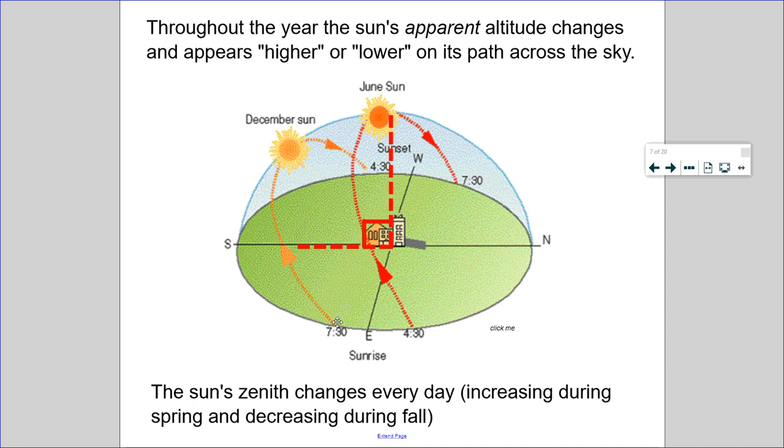So in the wintertime, that path is very low. It rises in the south, just south of east, and it gets higher and higher, but it doesn't get all that high. And it starts getting lower and lower and sets just south of due west.